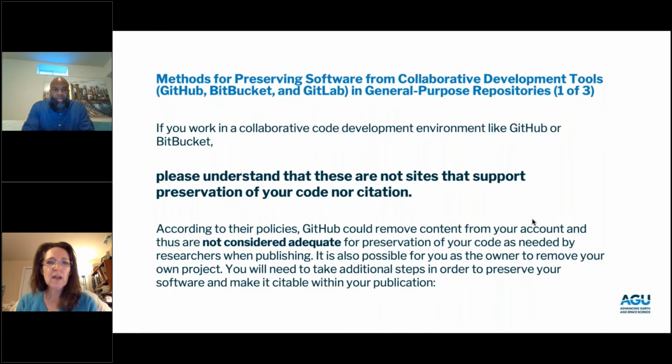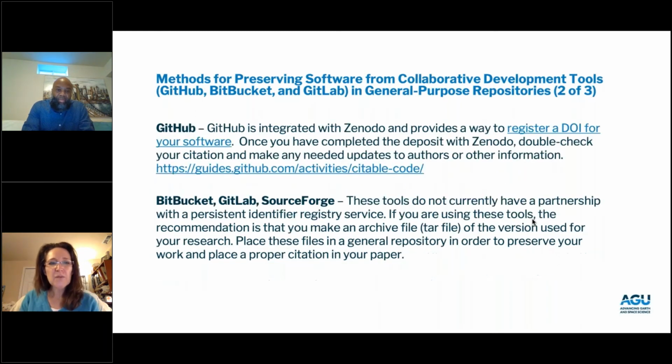So here are 3 slides talking about those collaborative software development tools like GitHub or Bitbucket, and the fact that they frankly don't have the policies that support preservation. You can certainly read this text yourself. Since you can pause our broadcast, I'll go ahead and go forward and talk more about what you would need to do. For GitHub, the blue highlighted links, we'll have those for you in the resources section of the modules where you can get to them directly.